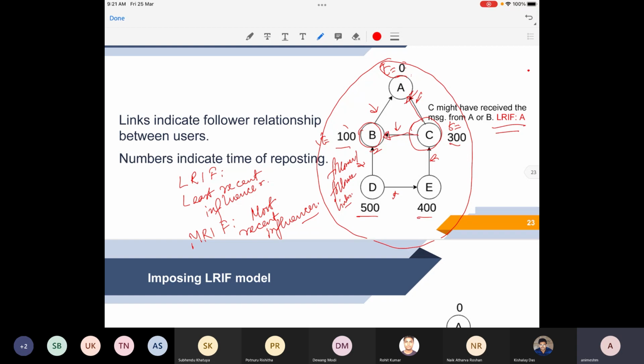So basically the earliest person who has initiated the message and whom C is following becomes the influencer of C. So here A is the earliest among A and B, and since C is following both of them and we are following the LRIF heuristic, we would assume that C has received the message from A directly. Okay. One can also do the experiments with MRIF, and we also repeated the experiments with MRIF. Results don't change much. So we will go ahead with the LRIF heuristic. So again, repeating: you have nodes like this who follow multiple users, and the message could have come from any one of them. And in that case, you need to decide from whom the message had come.